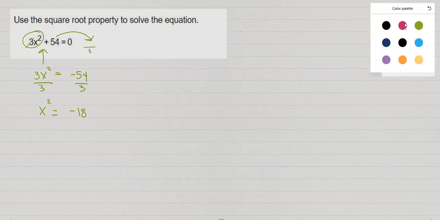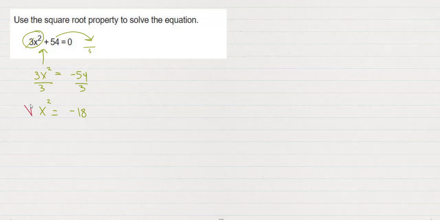Once I have solved for x squared, the square root property is to take the square root of both sides, but don't forget, when you apply the square root property, we have to do the plus or minus. Let's talk just a minute about that. Why do we need the plus or minus? Could we do an easy example like this?